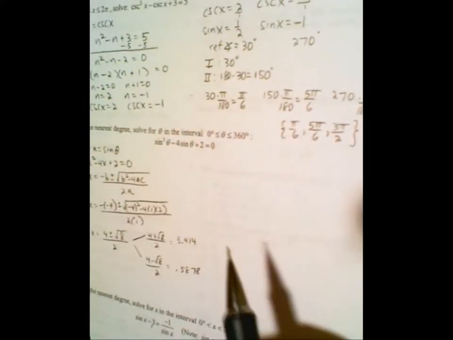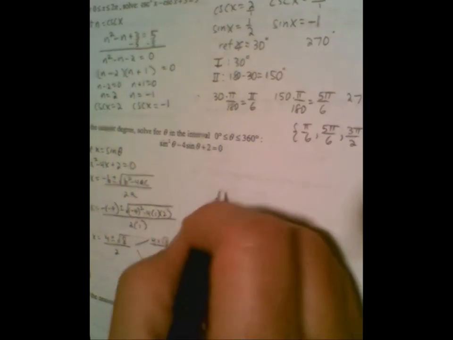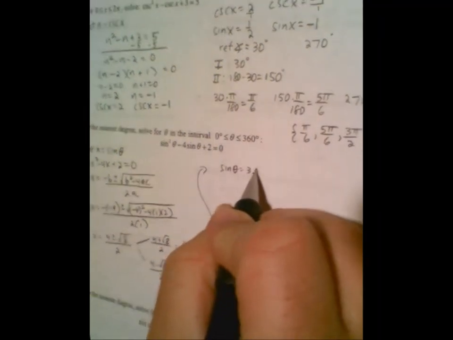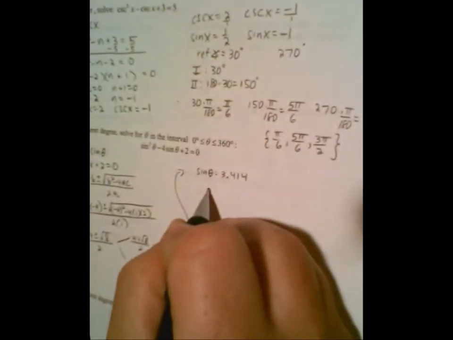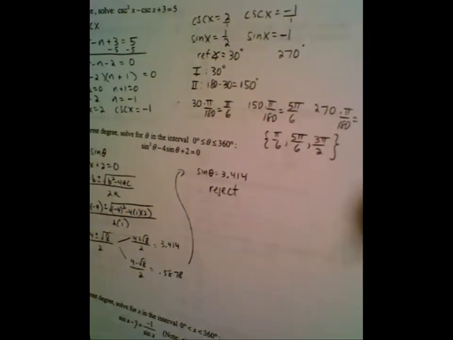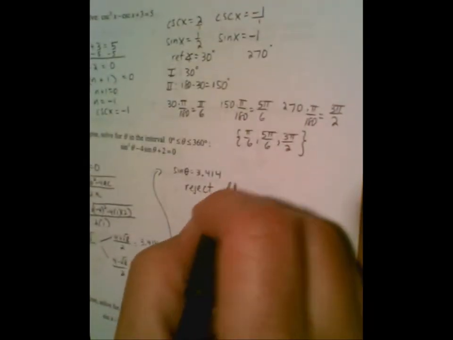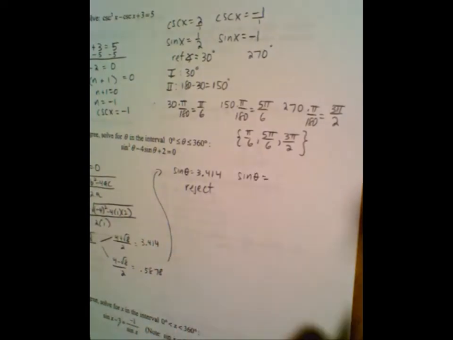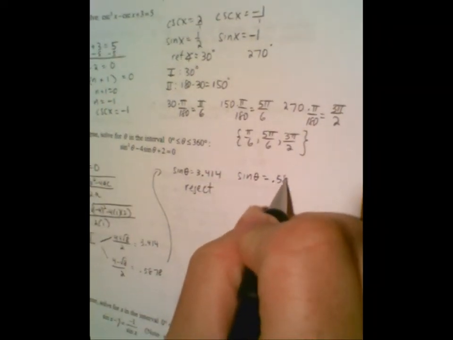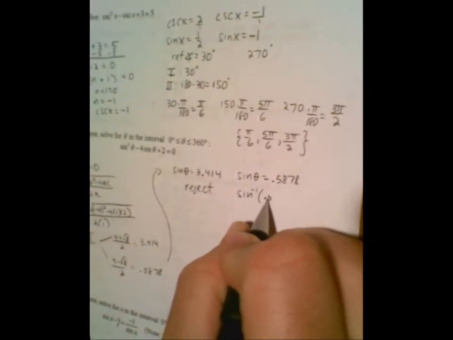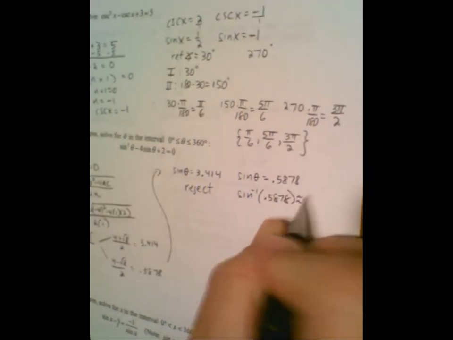So now we have x equals, but x is sine. So now we have sine of theta equals 3.414, which we're going to reject because that does not work. You will get error. It can't be greater than 1 or less than negative 1. And then we have the sine of theta equals 0.5878. And when you do the reference angle there, you do the inverse sine of 0.5878, or the whole entire thing, and you get approximately 36 degrees. It says to the nearest degree in the question.